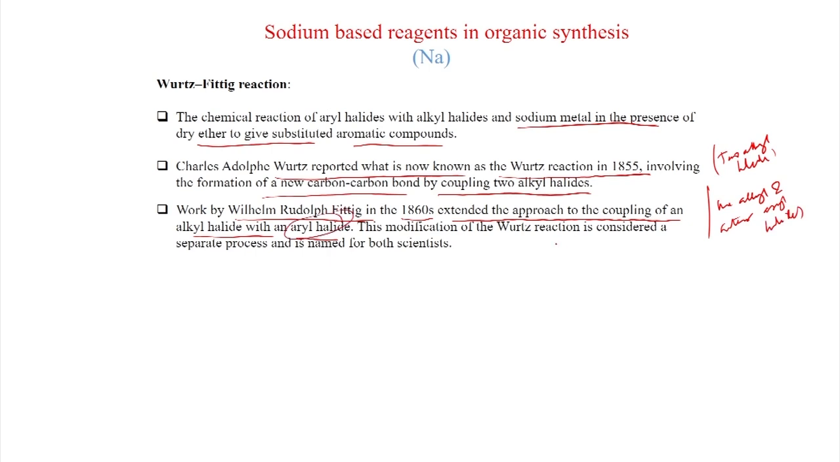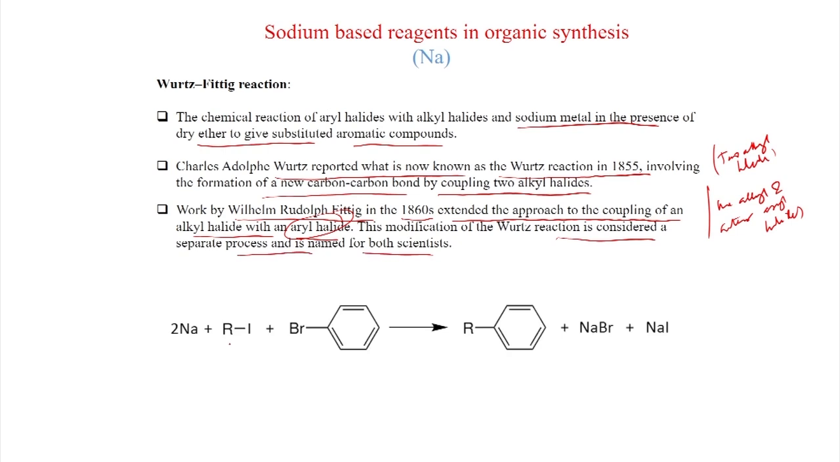This modification of the Wurtz reaction is considered a separate process, named for both scientists. Like here, an alkyl halide and an aryl halide are reacted with 2 equivalents of sodium, and you get this R-R carbon-carbon formation, R-aryl, with sodium bromide and sodium iodide as the byproducts. So, the mechanism is the organoalkali mechanism.